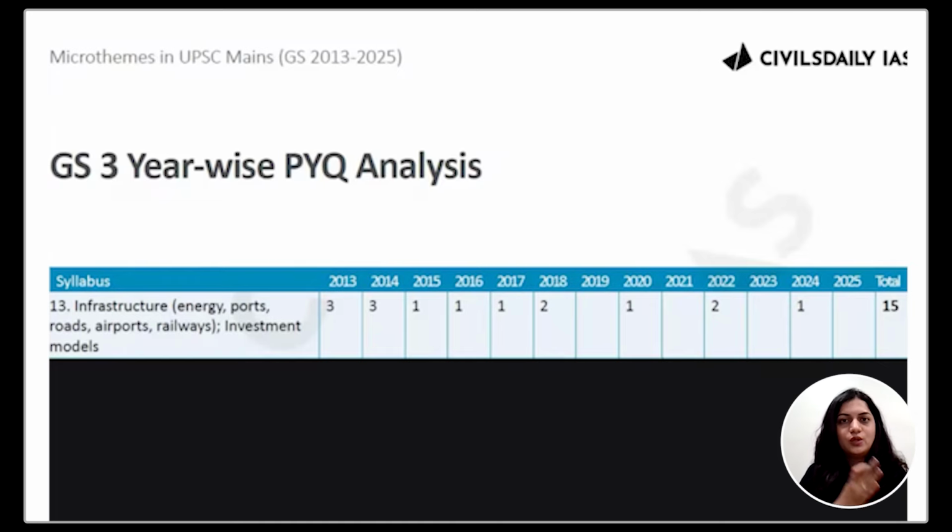This is how PYQ analysis, microtheme analysis makes it very much predictable for you to understand कि question आएगा या नहीं आएगा, right? आप देख सकते हो यहाँ पे 2018 तक there is every time one question.